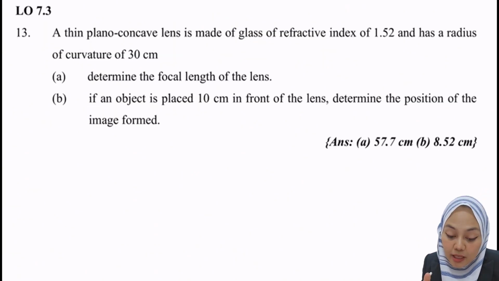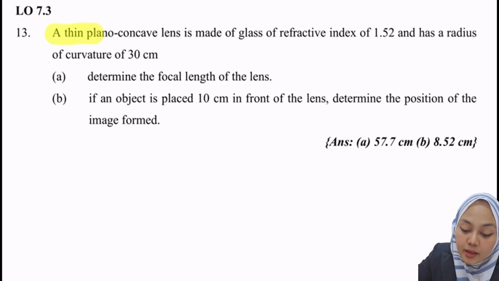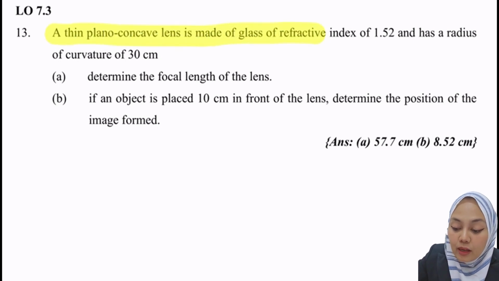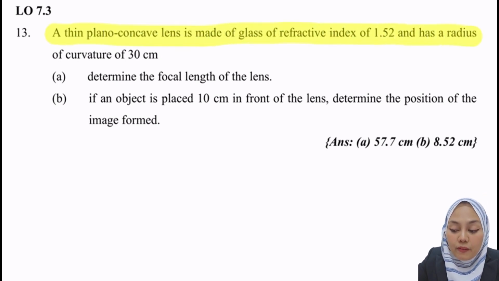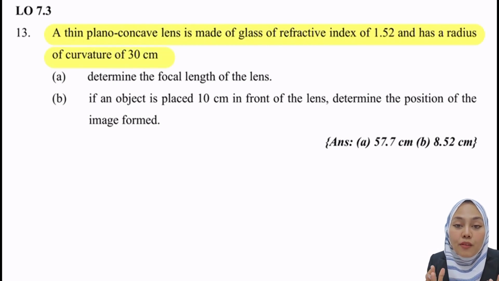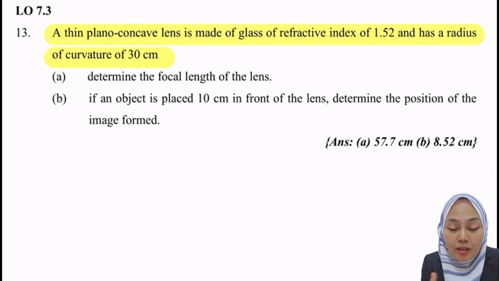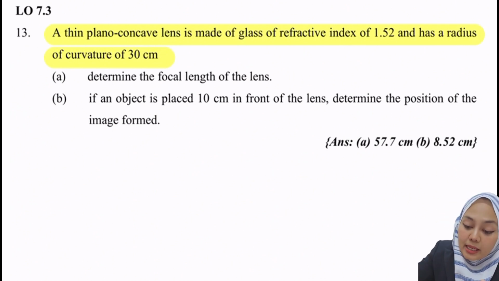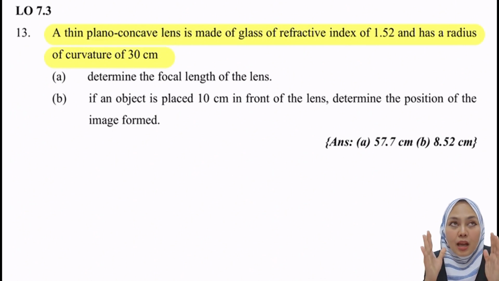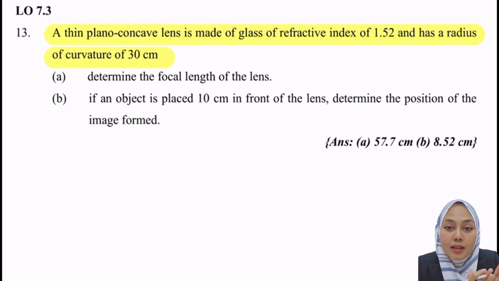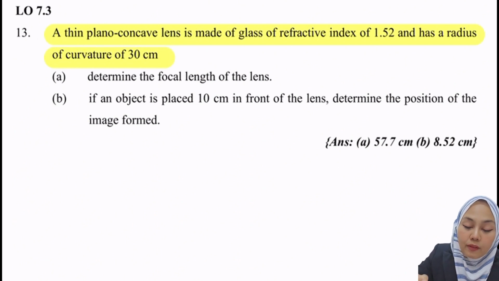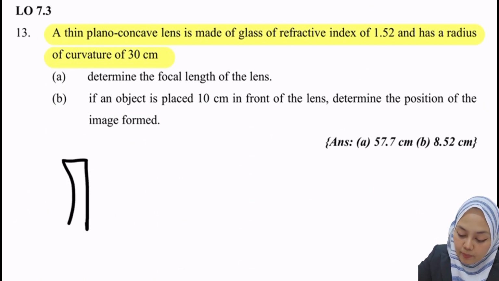Now I want to discuss question number 13. It says here, a thin plano-concave lens is made of glass of refractive index 1.52 and has a radius of curvature of 30 centimeters. I won't be discussing until the end. I'm just going to discuss why it is important to discuss this question: they don't give us any picture, and because of that, we have to know the name of this plano-concave lens and how it looks. But because we have discussed at the early stage of this video that a plano-concave lens should look like this.